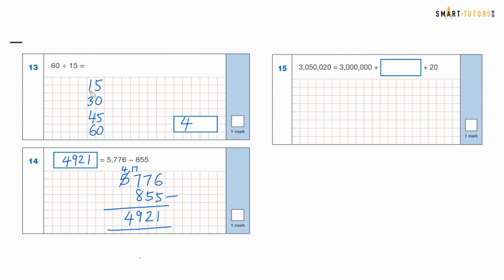Question number 15 is 3,050,020 equals 3 million plus something plus 20. Okay, so we know that we have 3 million in this number. We also have 20, but in the middle we have some number. So that number in the number is 50,000. Exactly. So when you do partitioning, it's 3 million and 50,000 and 20. So the answer is 50,000 for question number 15.